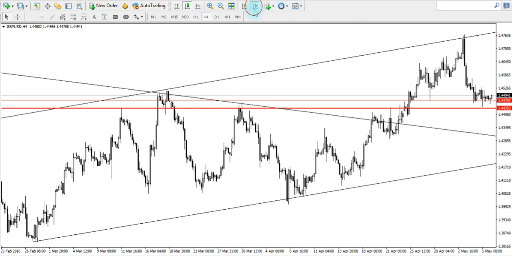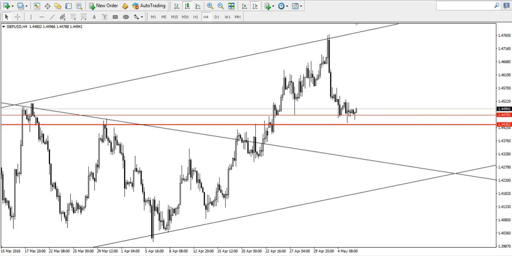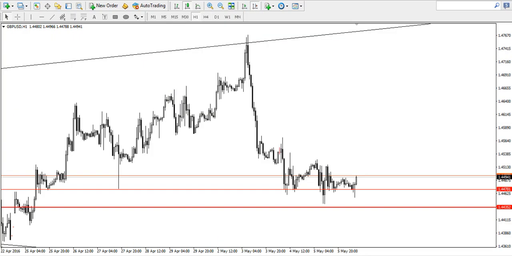So that's for the pound against the US dollar. Oh yes, and preferably we will be looking for a sell at the price of 1.4522. So that's for the pound against US dollar.